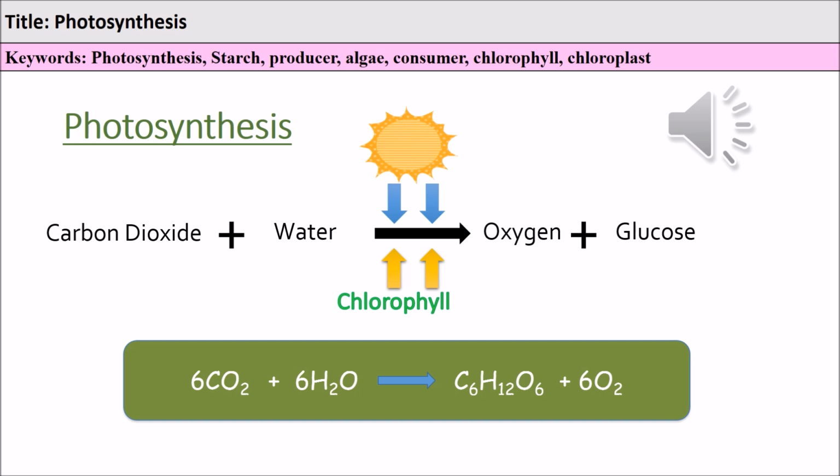So carbon dioxide is CO2. Water, probably most of us know, is H2O. Oxygen is going to be O2. And glucose, a little bit more tricky, is C6H12O6. You can then balance that with all the sixes in front of every single compound apart from the glucose.